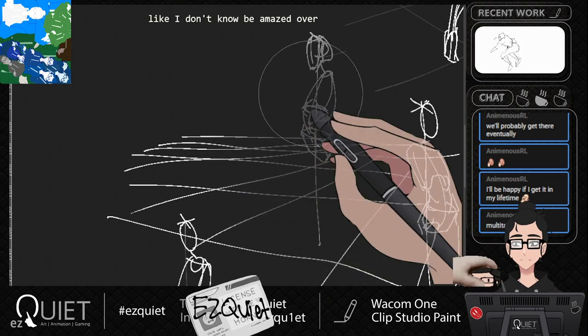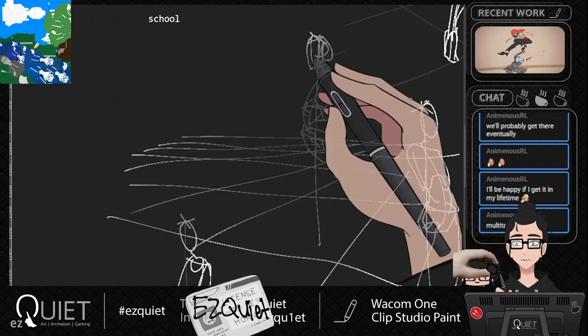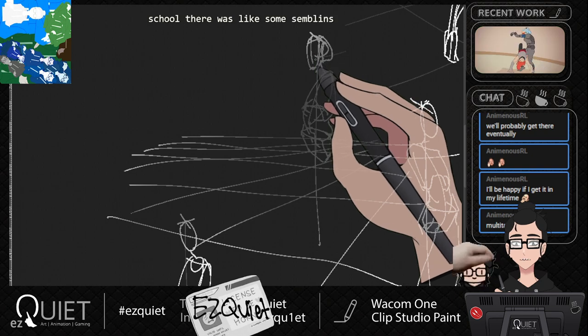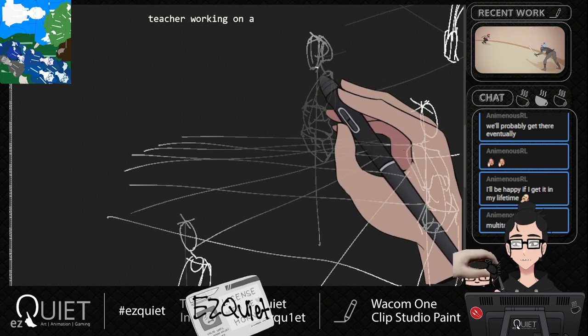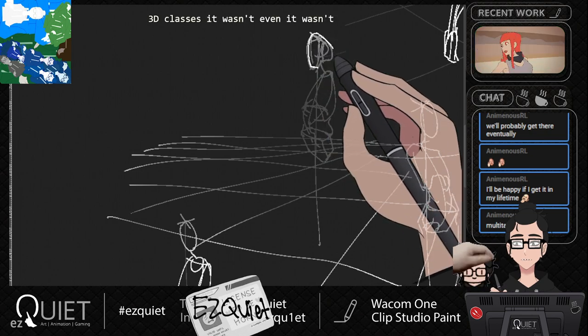I don't actually know, because they don't teach this at school, right? I think in my school, there was some semblance of a teacher working on a VR project in one of the 3D classes. Dude, it wasn't like a crazy VR project. It was like a 360 video.